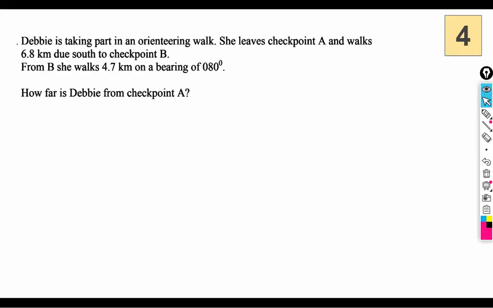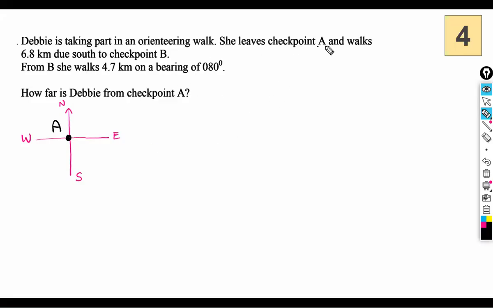So apparently Debbie is taking part in, I'm not too sure how to pronounce that word, some sort of walk, right? She leaves checkpoint A. So I have a good feeling we're going to be standing at point A to do all our angle measurements, and walks 6.8 kilometers due south to a checkpoint B. So let's do that first, right? Let's just say that we have a north, east, west, and south. Let's call this point here A, the middle of the compass.